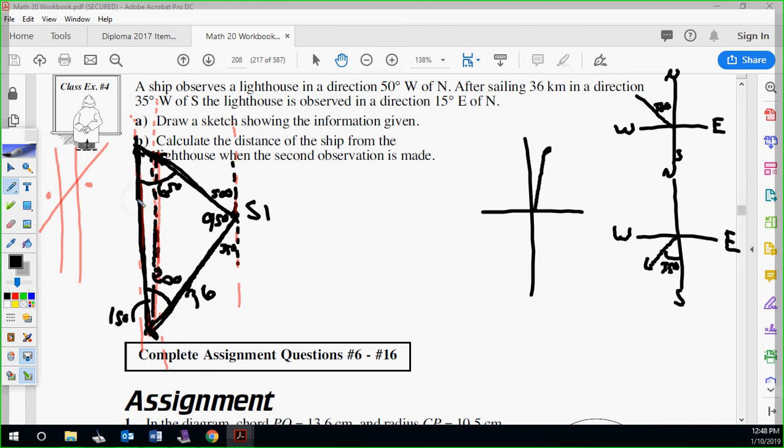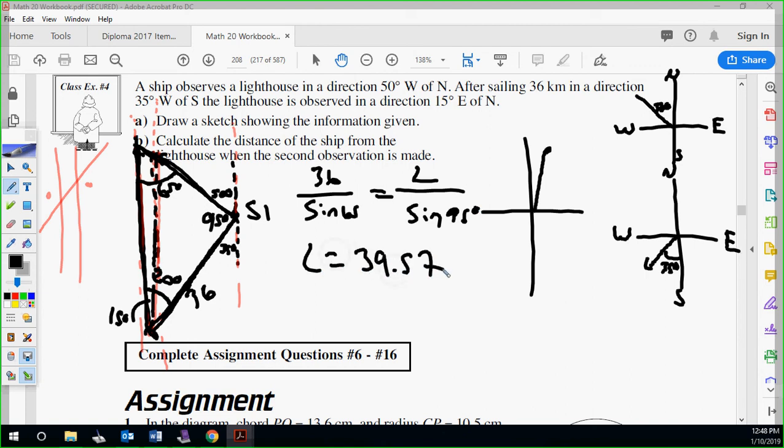Okay, so sine law: 36 was made from the sine of 65. So what is the lighthouse distance now from the boat, with the sine of 95? We're expecting it to be bigger, right? If 65 makes 36, 95 is going to make something bigger than 36. So you multiply by sine 95 over sine 65, and that's your answer. You get 39.57, and 40 kilometers if you round to the nearest kilometer.